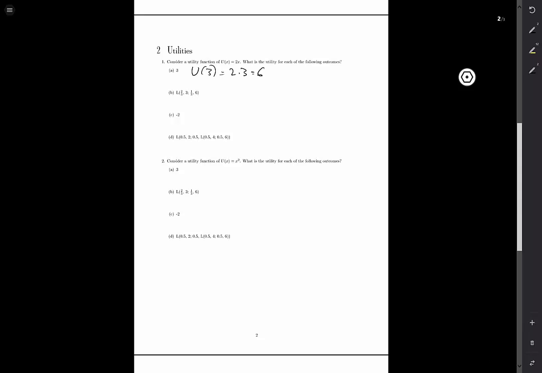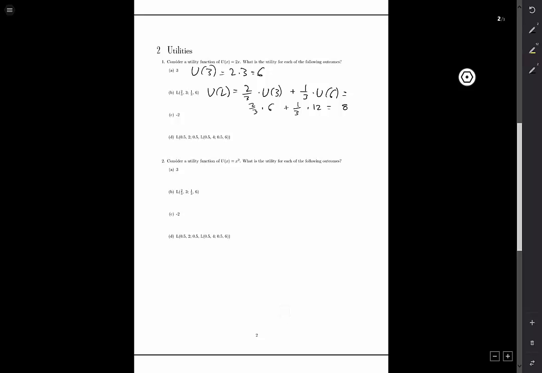Next, we have a lottery. The utility of the lottery is the probability times the utility of the value, which will be 2/3 times the utility of the value 3, plus 1/3 times the utility of the value, which is 6. If we map this, this will be 2 over 3 times 6 plus 1 over 3 times 12, and that'll equal 8.